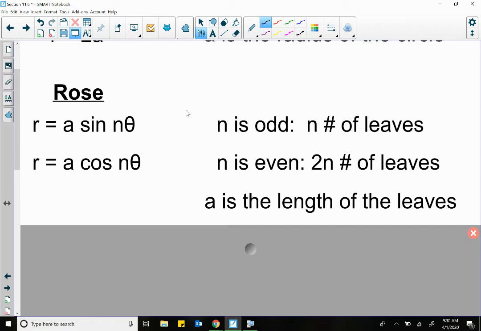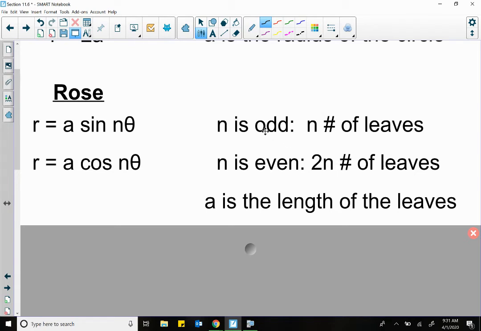And then if n is odd in here, that means you will have that number of leaves. So if n is 3, I will have 3 leaves. If n is 5, I will have 5 leaves, 5 petals. If n is even, then you take that number times 2, and that will be the number of leaves you have. So if n is 2, I will have 2 times n leaves, which is 2 times 2, so 4 leaves. If n is 4, I will have 8 leaves.